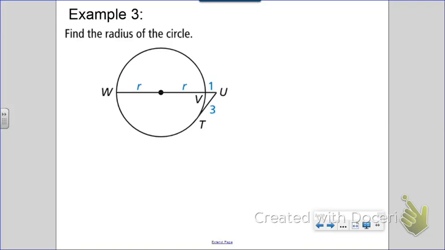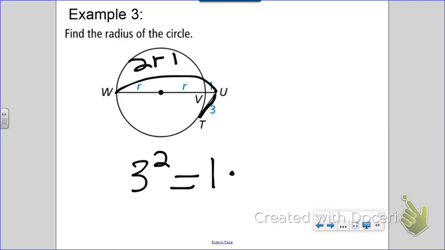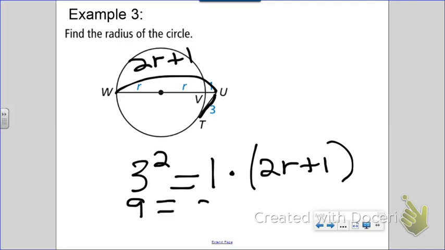In our next example, we're going to find the radius of the circle. So we have the outside piece, 3 squared, equals the outside piece times the whole length, 2r plus 1. So 9 equals 2r plus 1.